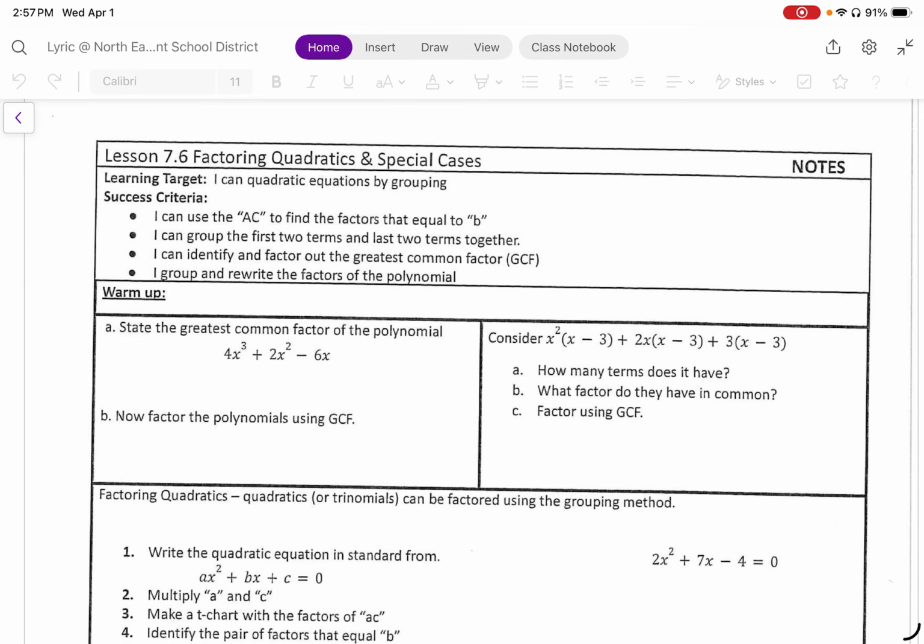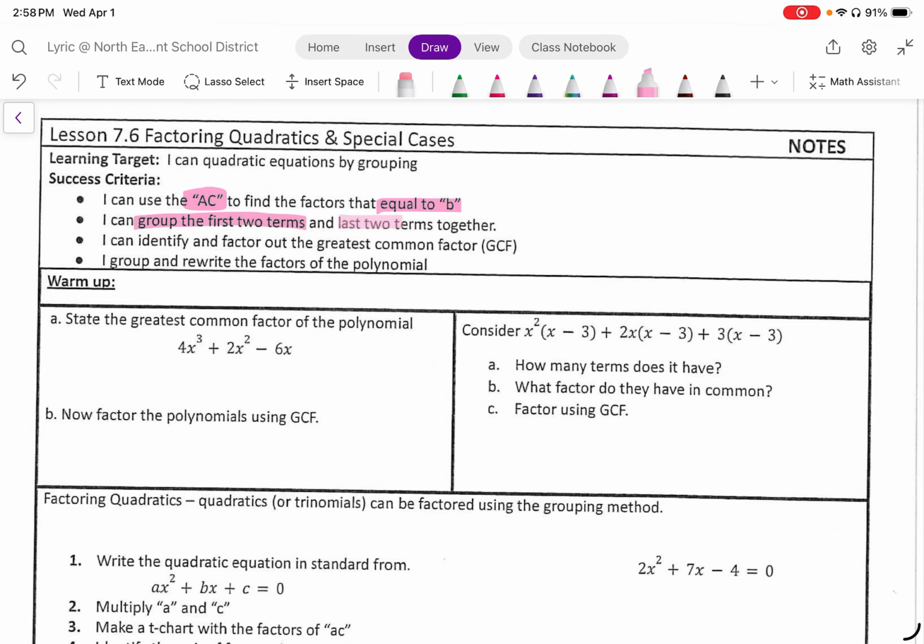All right, factoring quadratics in special cases. Today's learning target is that you can factor quadratic equations by grouping. Today you're going to use A times C to find the factors that equal B. You can group the first two terms together and the last two terms together. You can identify and factor out the greatest common factor, and then group and rewrite the factors of the polynomial.